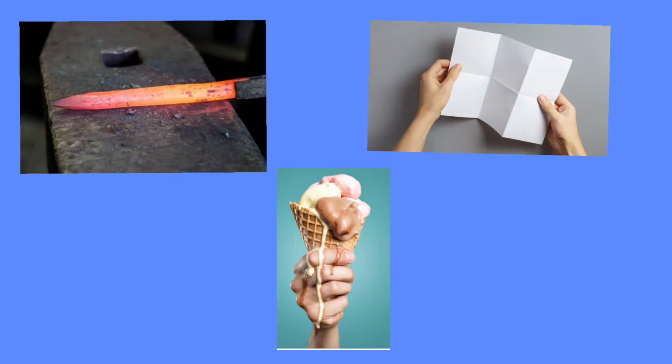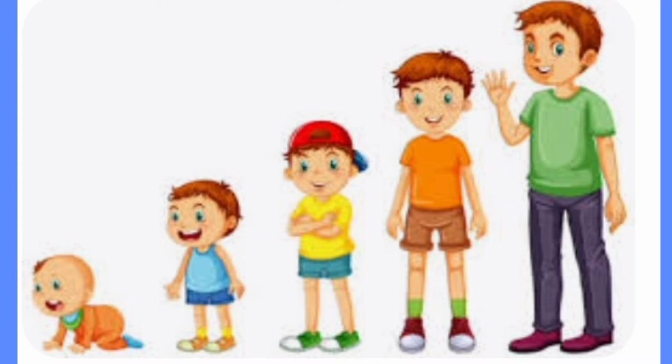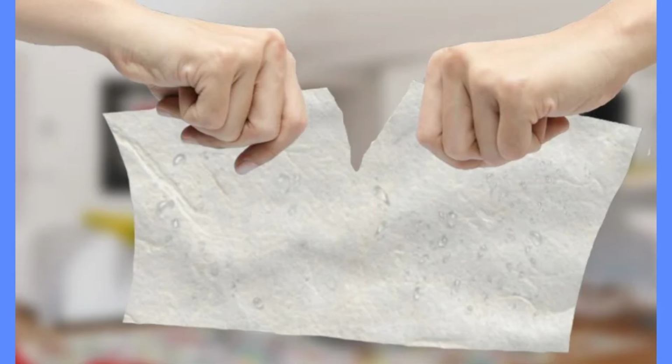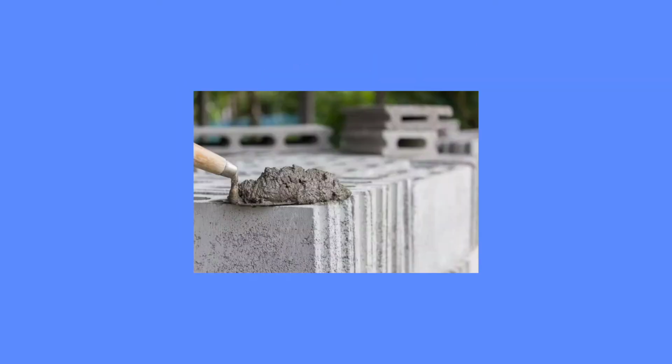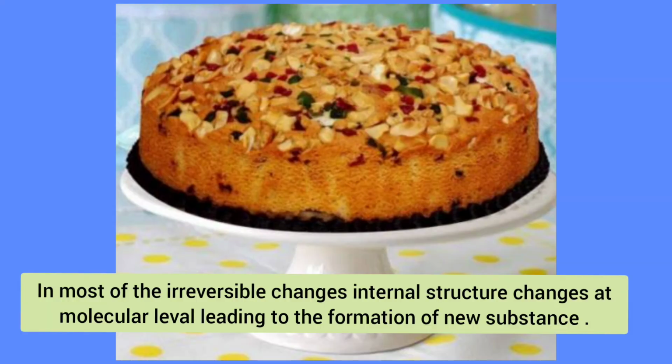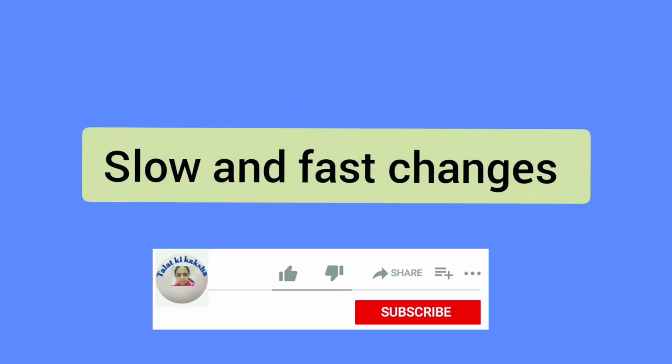Some examples of reversible changes are heating an iron rod until red hot, folding and unfolding a paper, melting of ice cream. Examples of irreversible changes are a baby growing into an adult, tearing of paper, bursting of a balloon, setting of cement, etc. In most of the irreversible changes, the internal structure changes at the molecular level, leading to the formation of a new substance, like baking a cake.